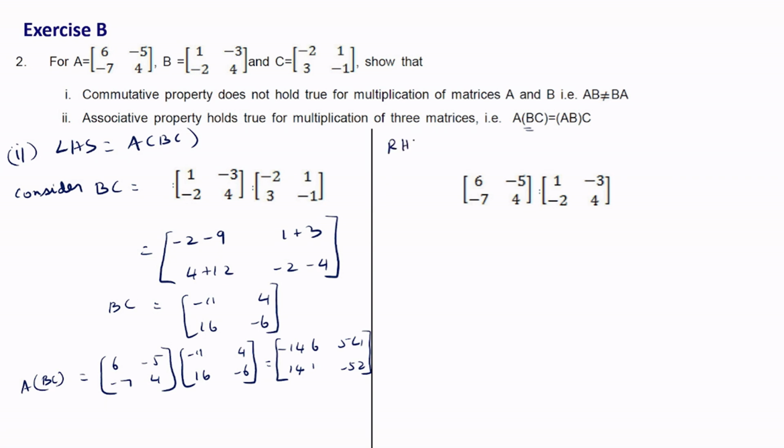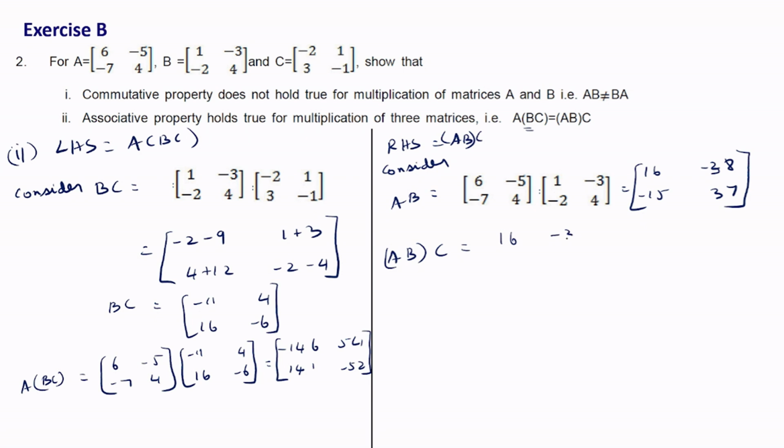So the right hand side is AB into C. So first let us consider AB. So AB we just now calculated. So it is 6 plus 10, 16. Then minus 18 minus 20, minus 38. Then minus 7 minus 8, minus 15. Then 21 plus 16, 37. This is AB.